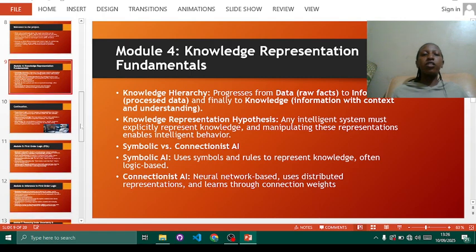Knowledge representation fundamentals. This was our module 4. What is knowledge? First of all, there is the knowledge hierarchy.